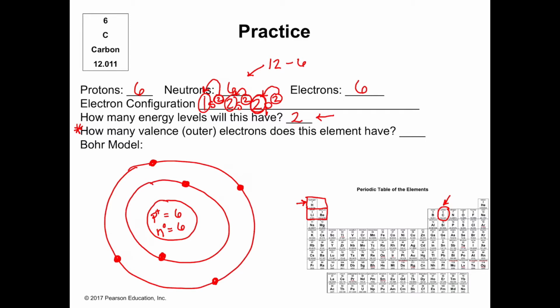right, to tell us which energy level it is. So we have 2 electrons in the second energy level plus another 2 electrons in the second energy level, and there were 2 electrons in the first energy level.